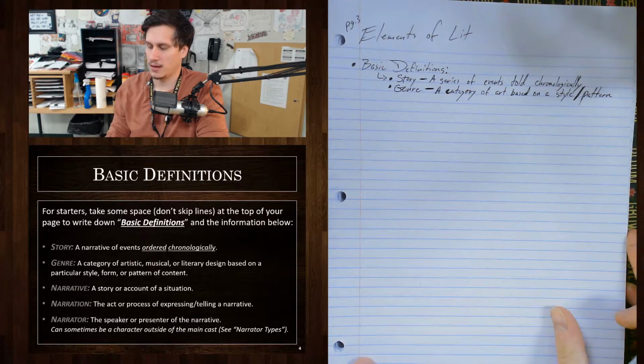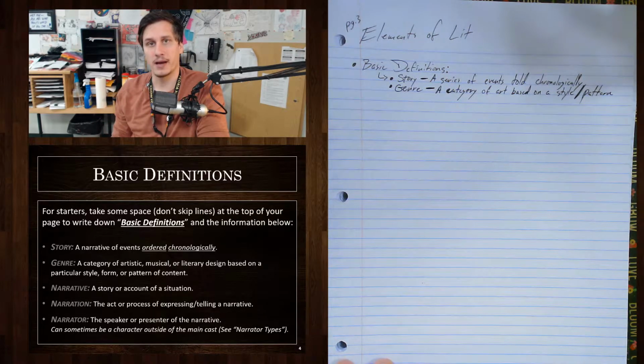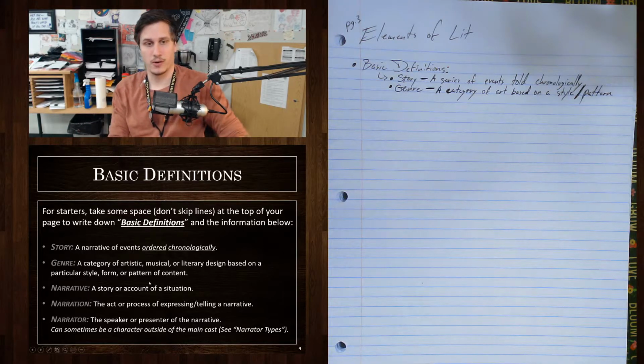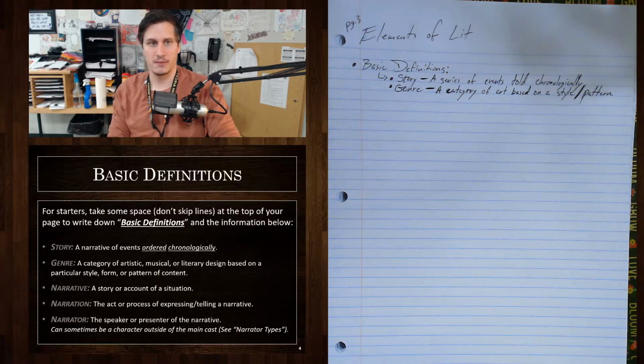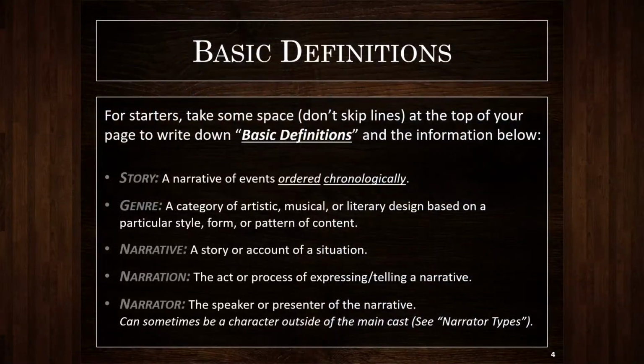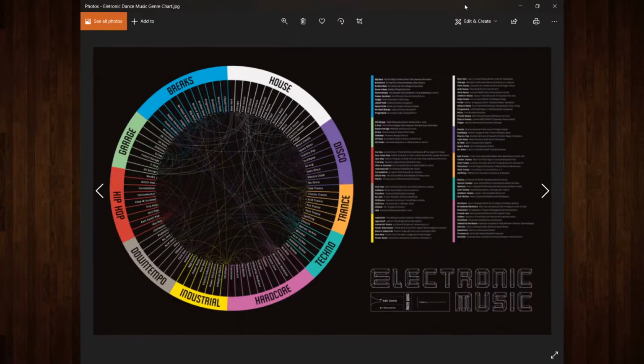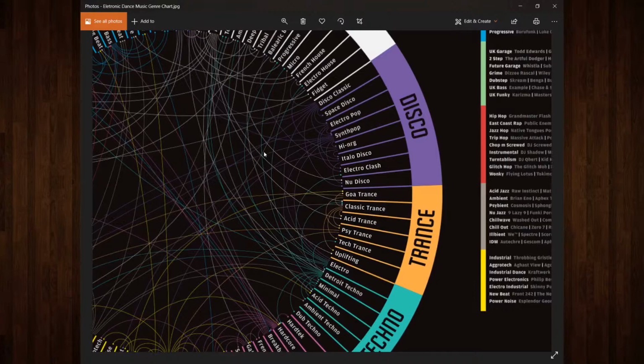Okay, this is a category of art based on a style or pattern. All right, now to show you a quick little example of what I mean by this, you can take a look at this chart that I have. So way back in the day, you guys would have electronic music in the form of like funk and disco. And funk and disco evolved into this world of electronic music that you see here.